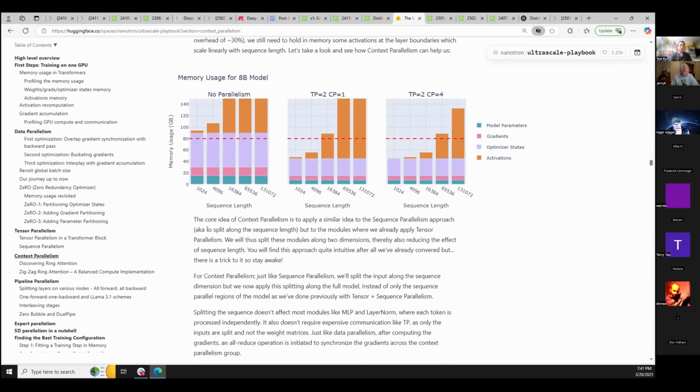Yeah, so they basically say the core idea of what they're naming context parallelism, that's not necessarily a standard name, is to do the same idea as the sequence parallelism approach, but we're not just going to do it for the layer norms. We're also going to do it based on the attention and the MLP parts where tensor parallelism already works.